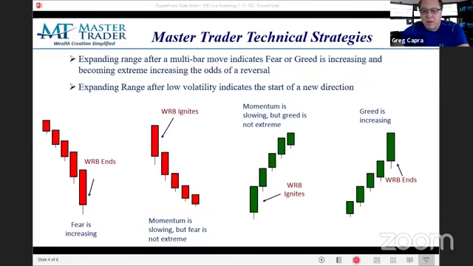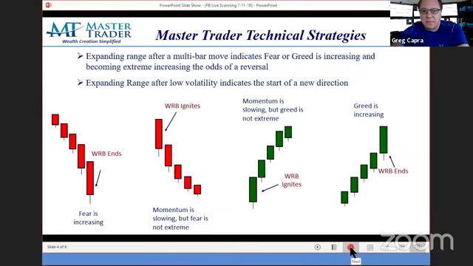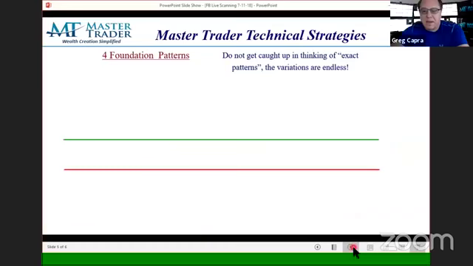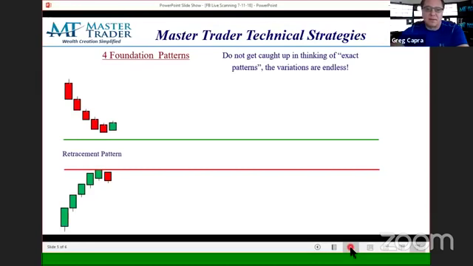I think we have one more slide and then we're going to go to the charts. Awesome. If I can move this along. I got a little automation here. So we try and keep things really simple. Here are four foundational patterns that we use.